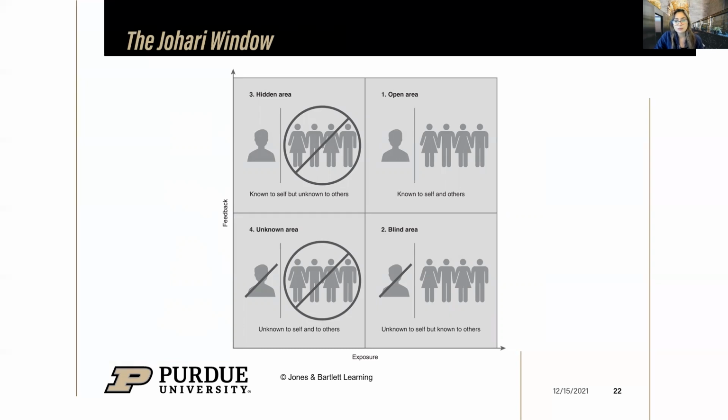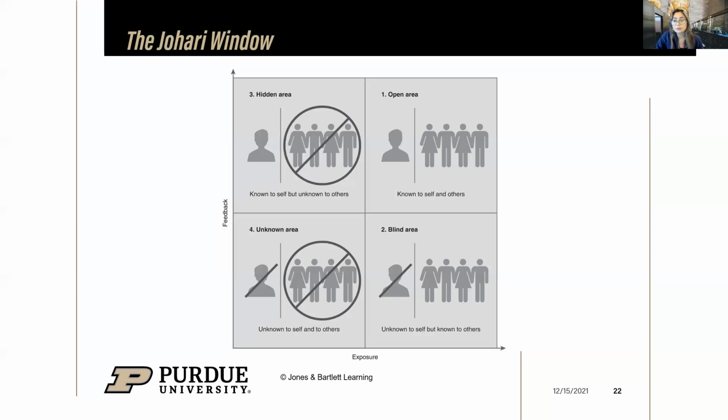This information is public and made available through communication and exchanges between the individual and the others. And this includes information such as facts, skills, and attitudes, anything that is public knowledge. Now, the second pane is the blind area. Information in this area is particularly useful in the 360 reviews for personal and professional development.